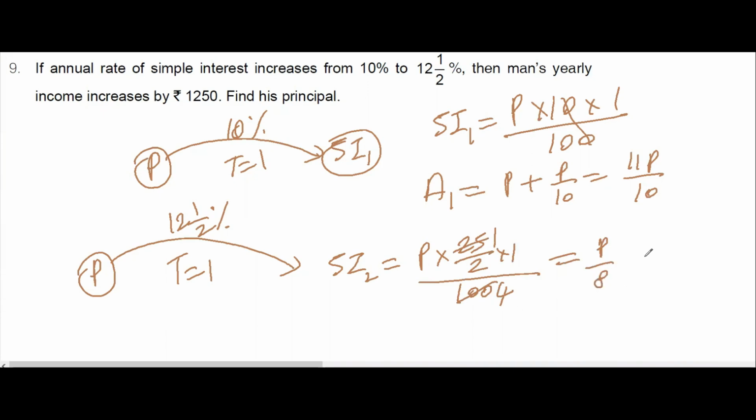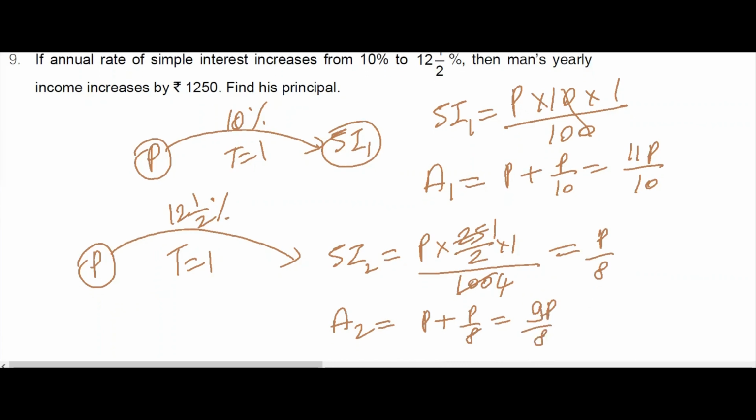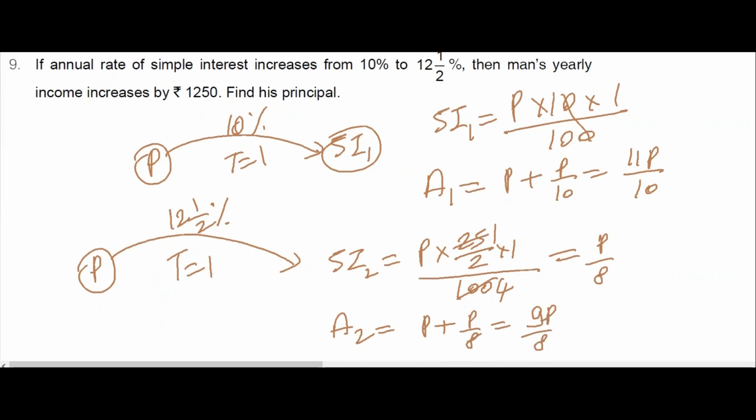So here the simple interest you will get is P by 8, and the amount you will get is the principal plus simple interest 2, which is P by 8. That comes to 9P by 8.